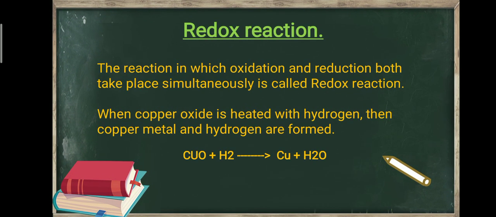Now come to the redox reaction. A redox reaction is the reaction in which both oxidation and reduction take place at the same time. Consider an example. When copper oxide is heated with hydrogen, then copper metal and water are formed, and the reaction is given below. CuO plus H2 gives Cu plus H2O.